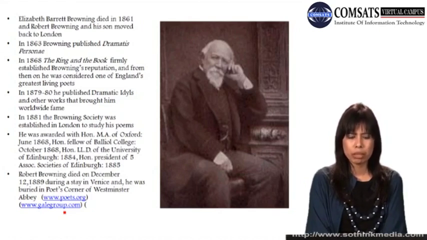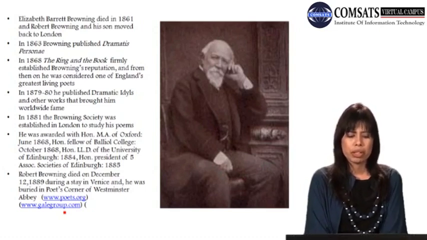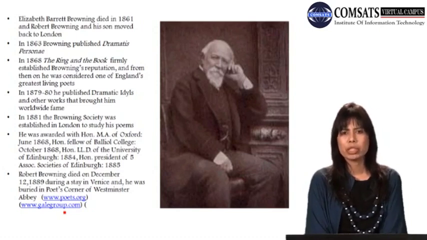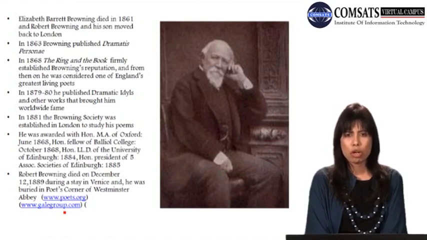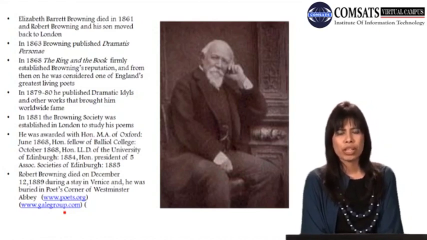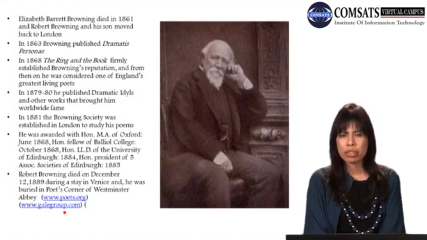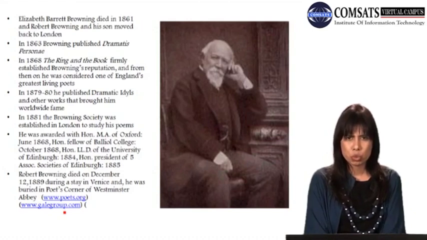Robert Browning died on December 12, 1889 during a stay in Venice, and he was buried in Poets' Corner of Westminster Abbey. Fine. So my dear students, the rest of the detailed information you could get from www.poets.org or from www.galegroup.com. This information is also taken from these websites, but if you want to know more about him, why he got popularity, and what were the most important themes of his poems, you could get this information easily from these two sites.